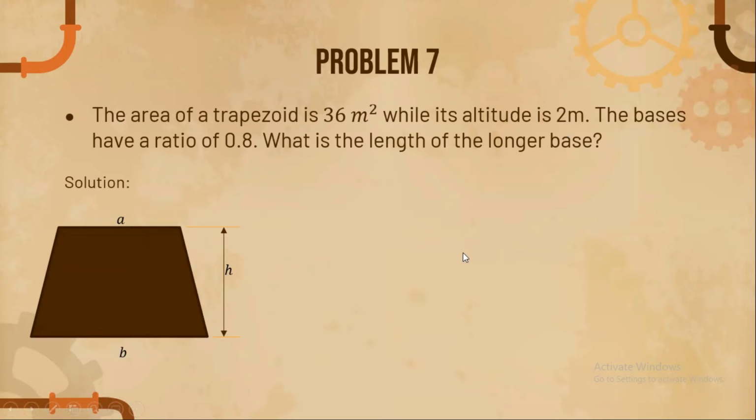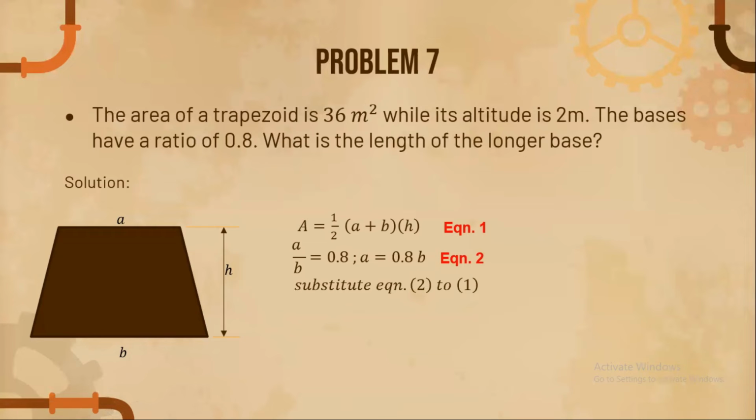So in this problem, we will have to recall the formula for the area of the trapezoid, which is 1/2 quantity A plus B times H. Basically, this formula is the average of the two base lengths multiplied by height, and that will be our first equation. Note that we have a ratio of 0.8, and that will be our equation 2. Next, we will have to substitute equation 2 into 1.